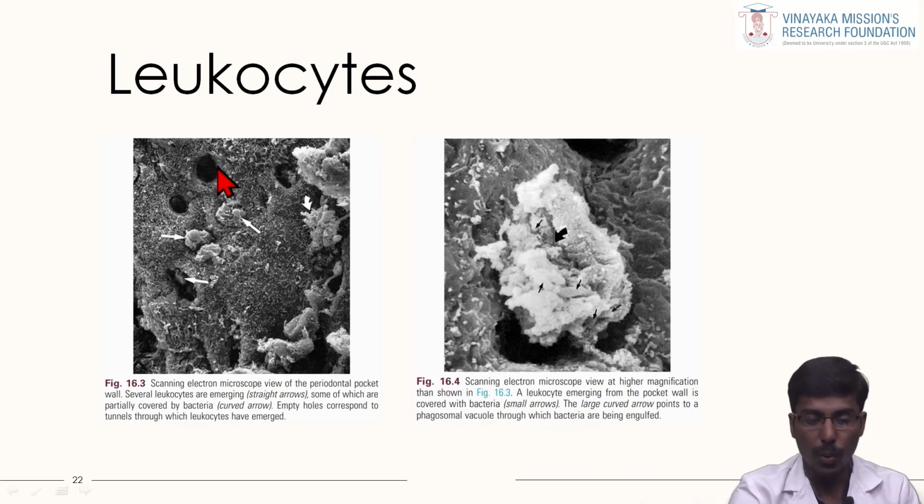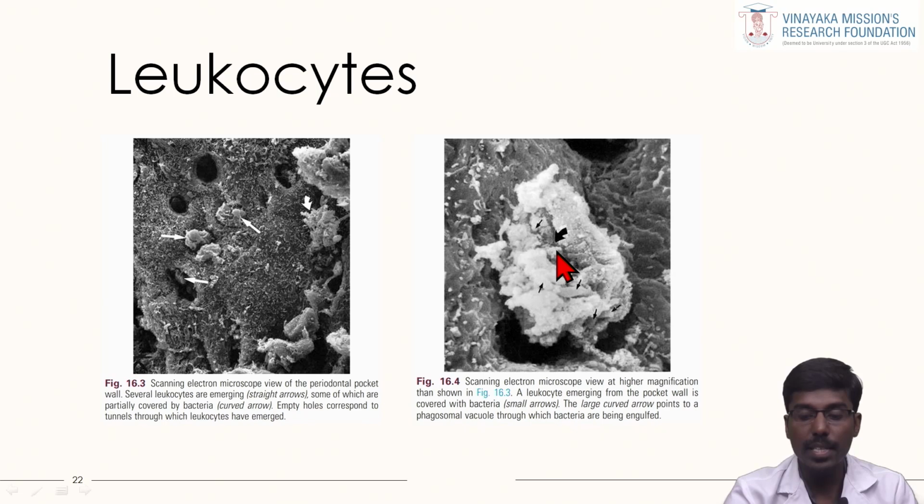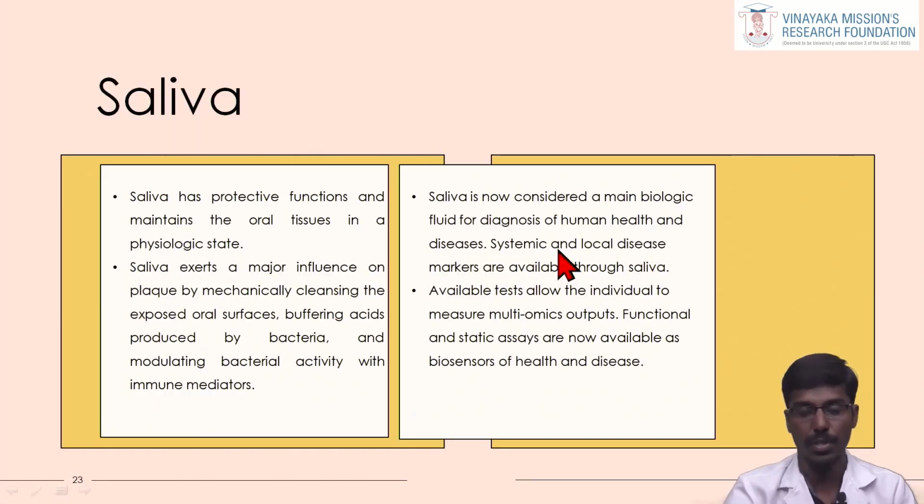In this image, you can see there are holes. Through these holes, the leukocytes will be emerging. You can see the leukocytes emerging from the holes here, and you can see small radiopaque areas which are the bacteria. In this image, you can see clearly this is the leukocyte covered by numerous bacteria, and at this crossed arrow you can see the leukocyte engulfing the bacteria, and this process is known as phagocytosis.